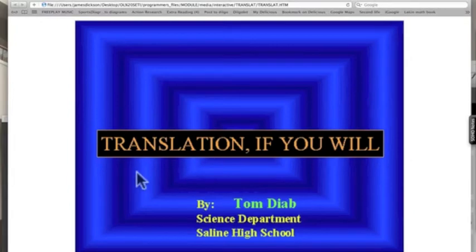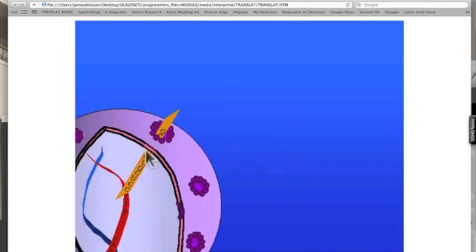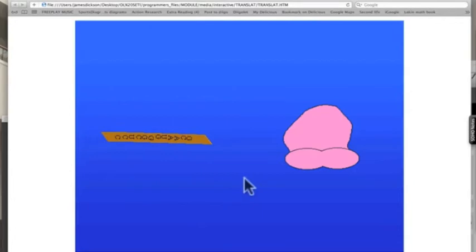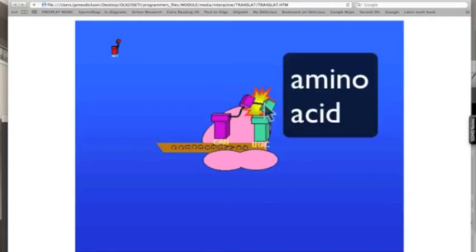Let's watch it again and I'll walk you through it. We're going to start here in the nucleus where the information is located. That's the DNA. We turn that into a message. That is the mRNA. That goes to the cytoplasm where it meets up with other molecules. We'll describe these other molecules in detail later on, but in essence what they're going to do is take the message and turn it into the product.